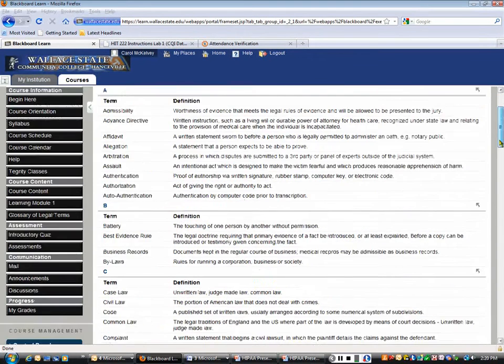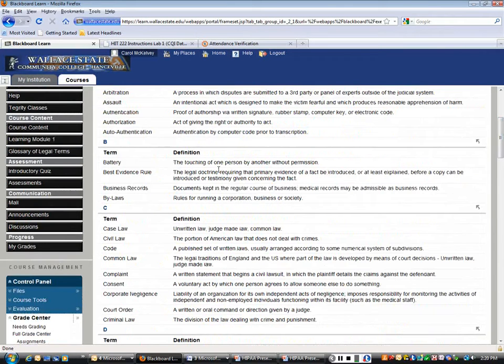Battery is the touching of one person by another without permission, usually the harmful or offensive touching of another person without permission. So battery doesn't necessarily mean that someone is hauled off and hit somebody else. It doesn't even, but that can be the case. It can be the touching in any shape, form, or fashion that's offensive and has not been done with permission of the other person.